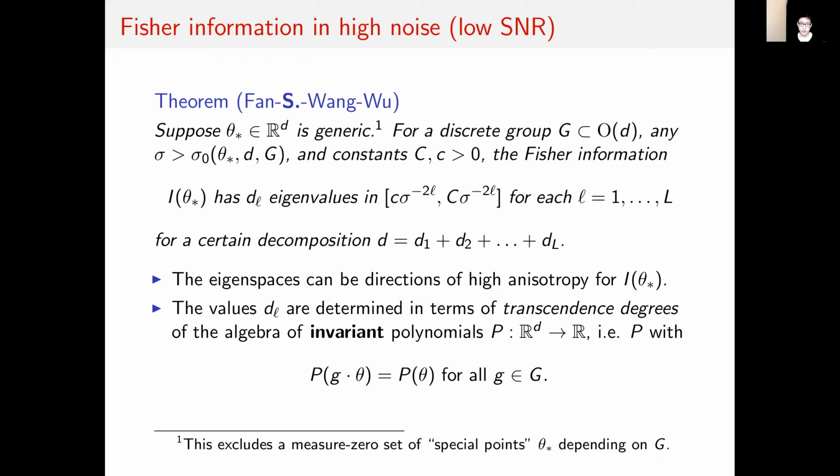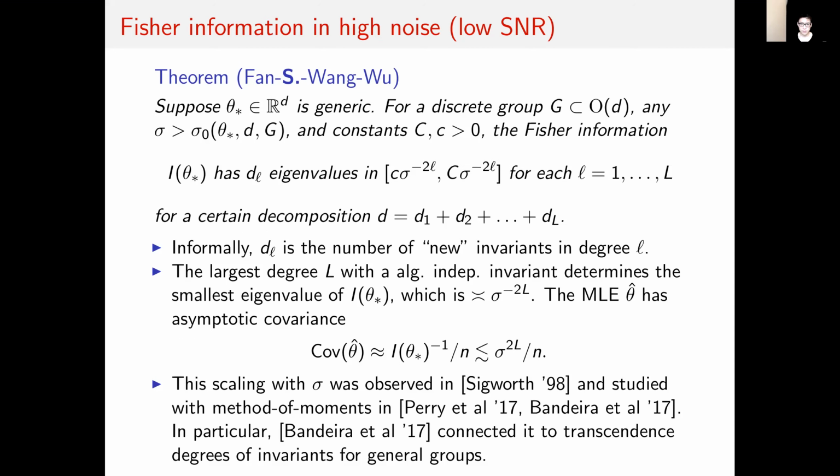To determine the number of eigenvalues d sub L at scale sigma to the minus 2L, we use an algebraic object called the transcendence degree of the algebra of invariant polynomials for the group. That algebra is simply a set of polynomials whose values over each group orbit are constant. Roughly speaking, the number of eigenvalues at scale sigma to the minus 2L is the number of new invariant polynomials which emerge at degree L.